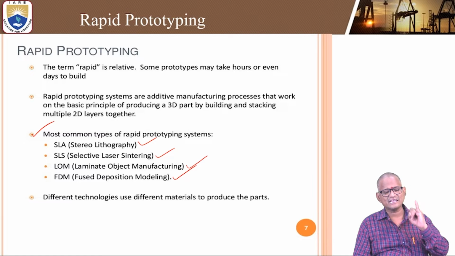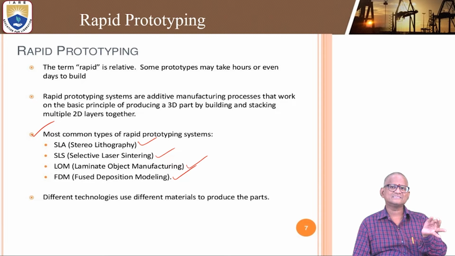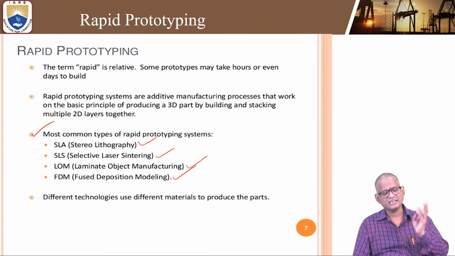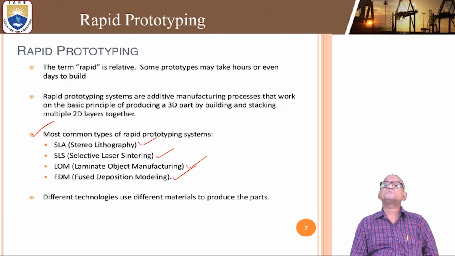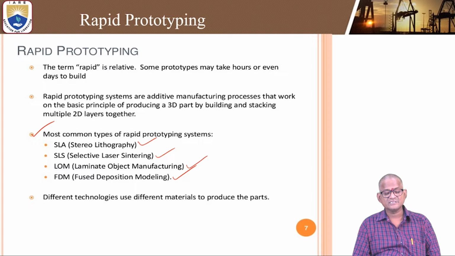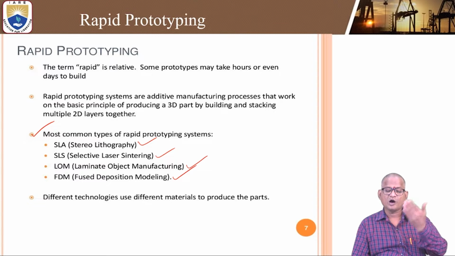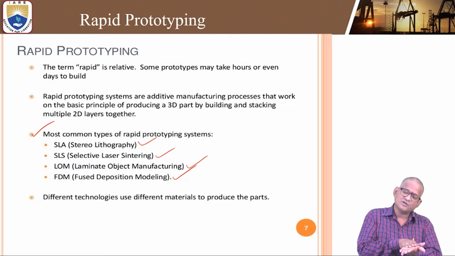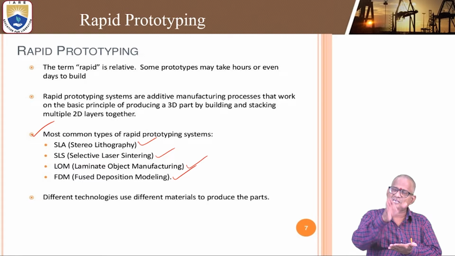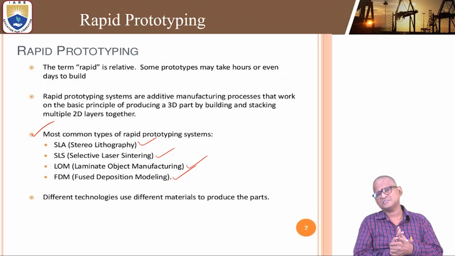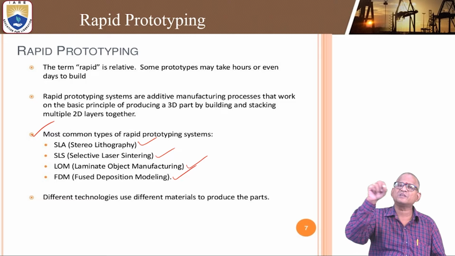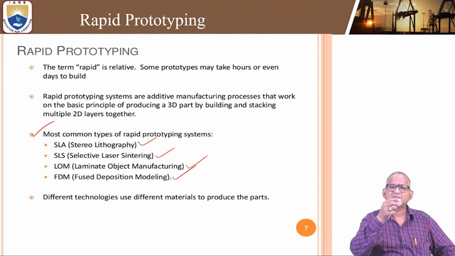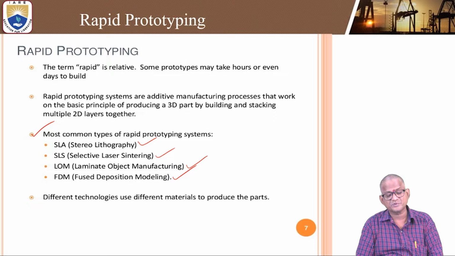So first one is SLA, stereolithography. SLS, selective laser sintering, is also one of the common types of rapid prototyping system. And the third one is LOM. LOM means laminated object manufacturing. One plate over another plate, that is lamination. It was introduced in the 1980s and 90s. Now, laminated object manufacturing. How do you laminate the object during manufacturing? And FDM, fused deposition modeling.